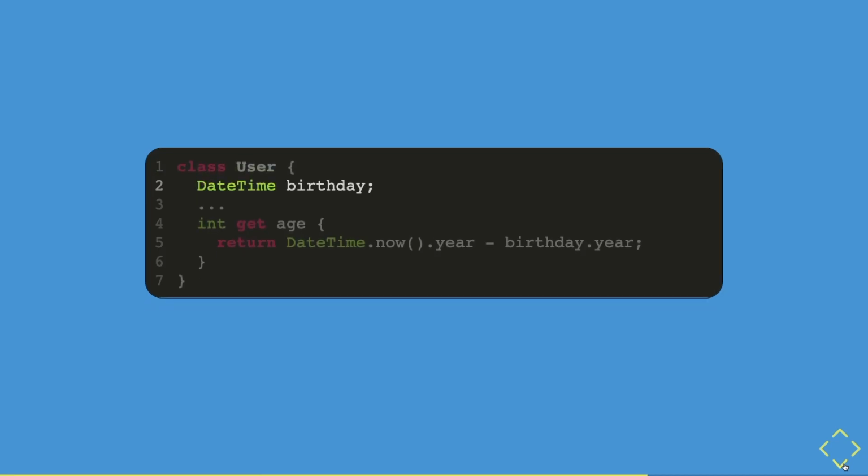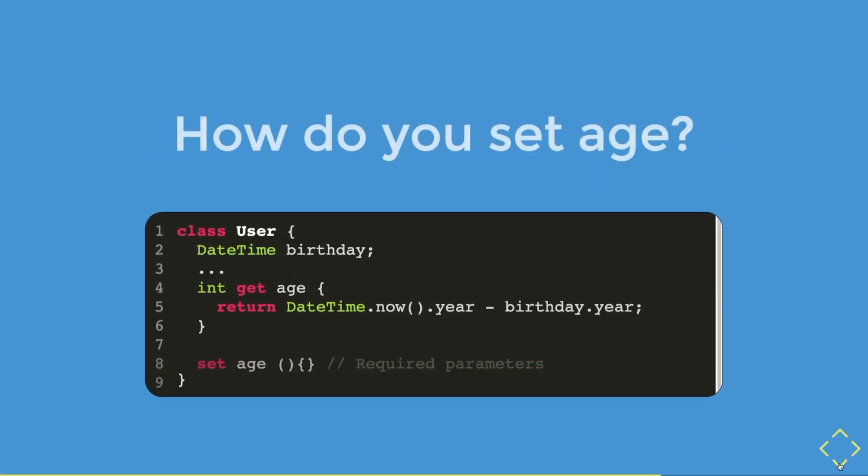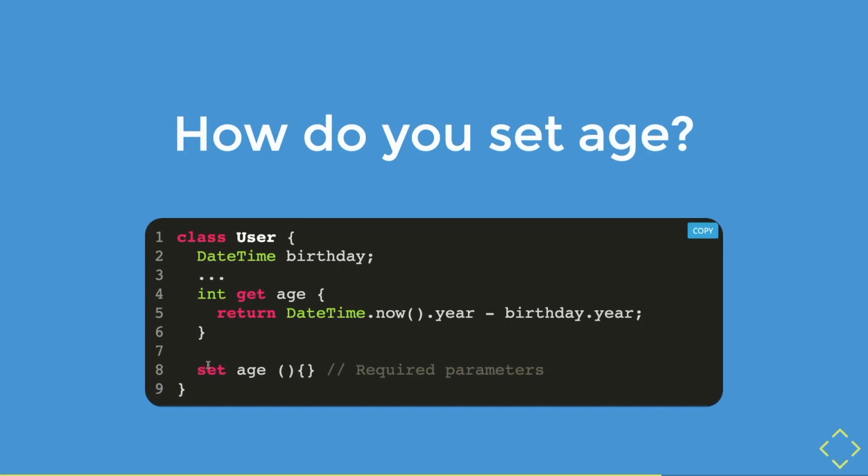And so, how do you set the age? Before I tell you, to create a setter method, you have to write the word set and then the setter name, which is the age. And also you could see that this looks something like a function. So you have the parameter and the function body.